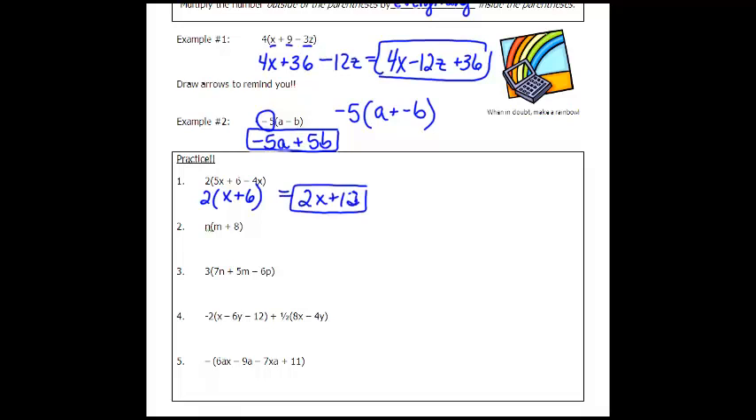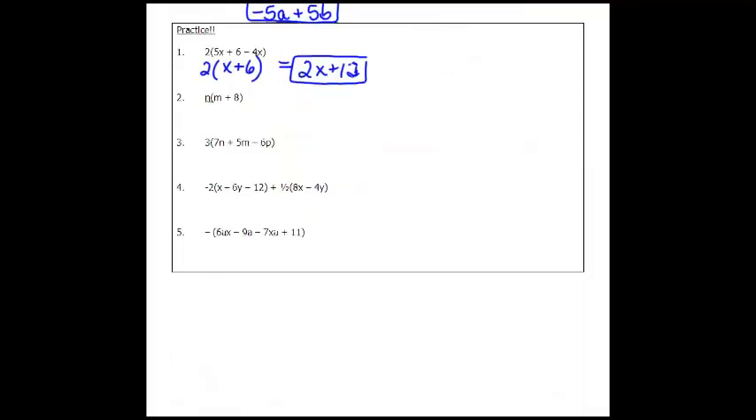Let's go down and look at number 4. In number 4, you have to distribute 2 different times, and there are a lot of negatives, so you have to be careful. In the first parentheses, I have negative 2 times the quantity x minus 6y minus 12. So that's going to give me negative 2x, a negative 2 and a negative 6y is positive 12y, a negative 2 and a negative 12 is positive 24. Then minus 1/2 times all these things. Well, I can just distribute that as a negative 1/2 and make this minus 4x plus 2y. And then I can combine like terms.